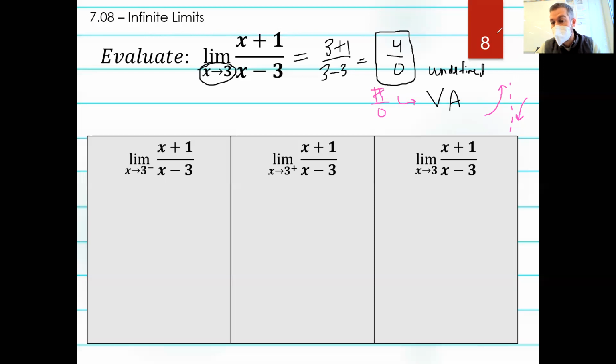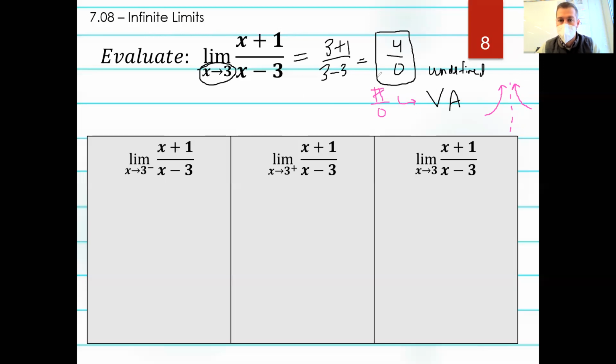So what we need to do is find that limit still, because a limit could still exist in a problem like this as long as both sides of that vertical asymptote are approaching the same thing. So that's what we're being asked to do. Let's find the left, let's find the right, and let's find that two-sided limit of this function. Okay, so how do we do that?